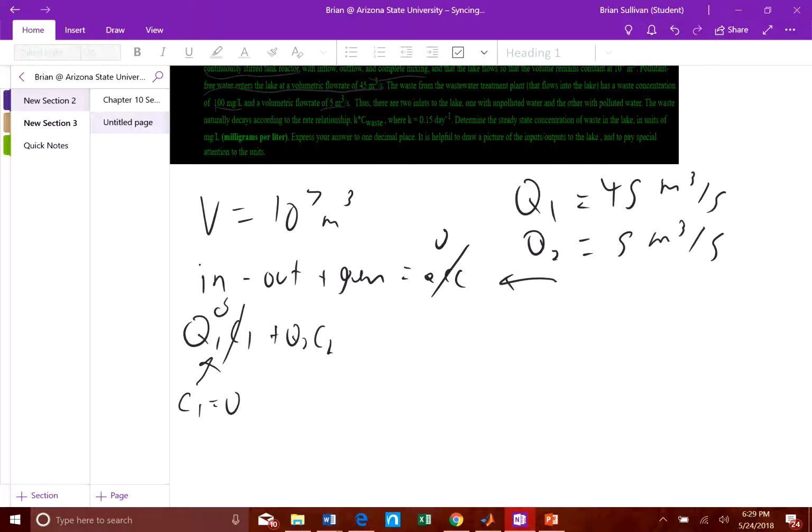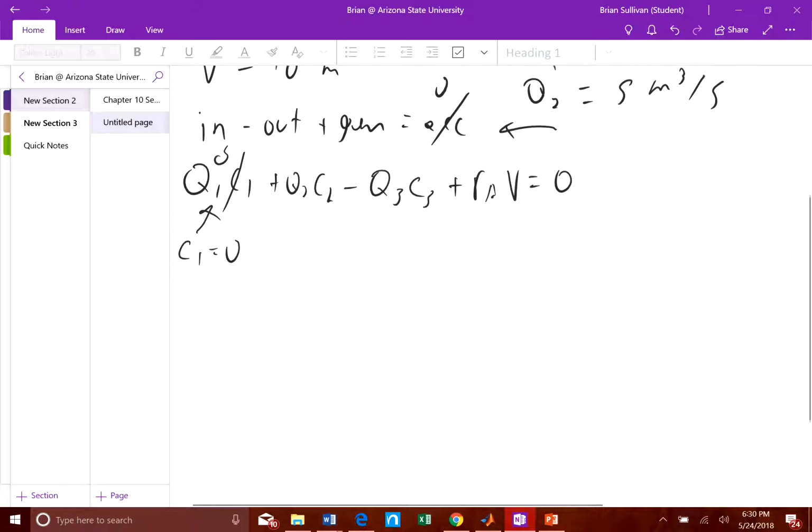Now C2 is 100 milligrams per liter. So we're going to keep it as Q2, C2 and deal with the units later. Now we have to subtract the out, so that's Q out. I'm going to call it Q3 and C3, and we're solving for C3. Now it's a first order reaction, I'll deal with that in a second, equal to 0. Okay, let's come down here.